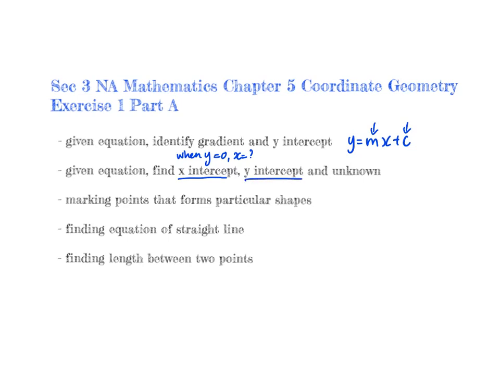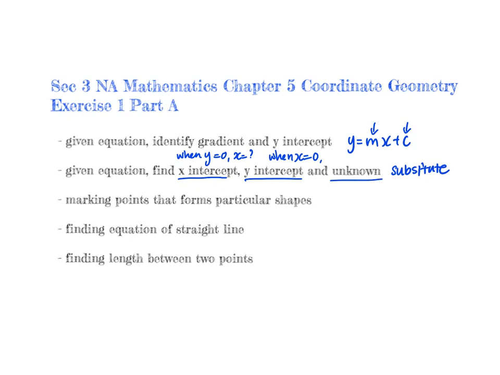Then what about the y-intercept? If I want to find the y-intercept, that will be when x equals to 0 and we find y equals to something. Or maybe we can find an unknown by substituting values into the equation. Next one, we also recap a little bit on marking points that form a particular shape. For example, parallelogram, okay, a kite, right?